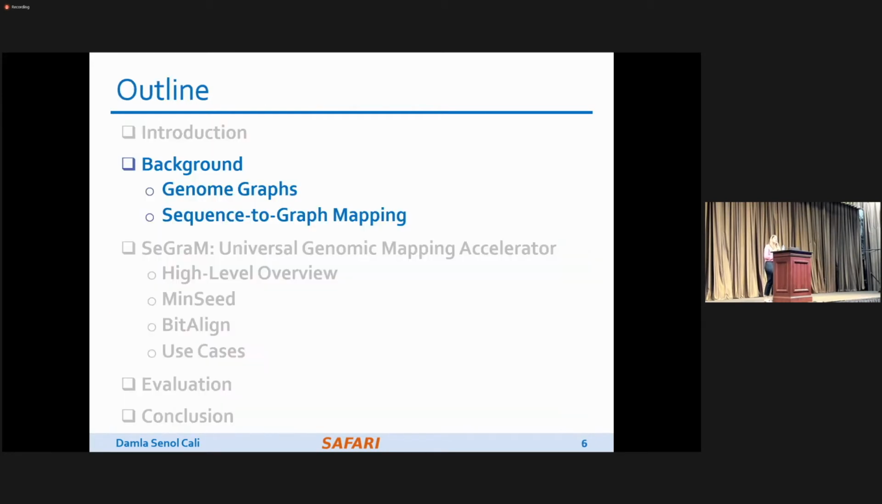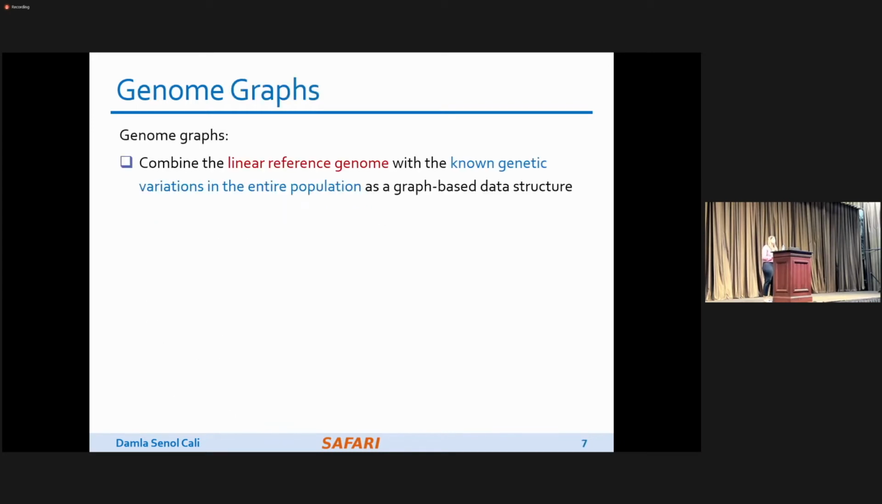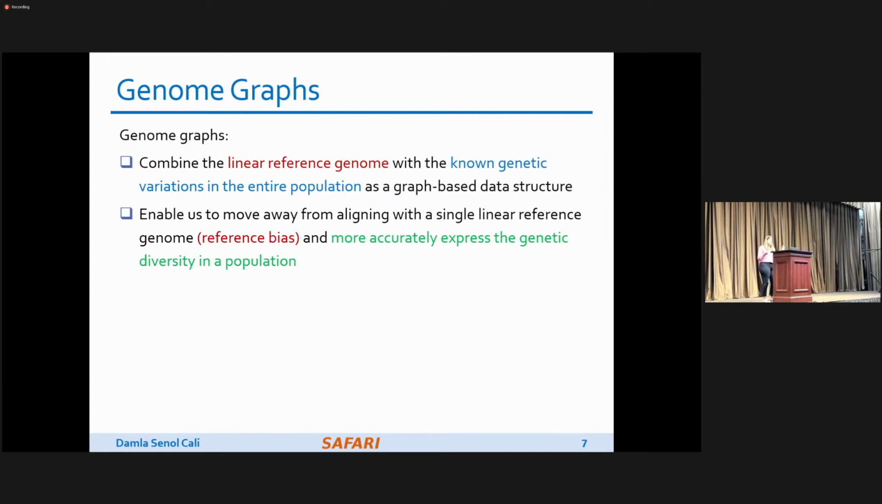Let's look at genome graphs and sequence-to-graph mapping in detail. As we said, genome graphs are better suited for expressing the genomic regions that have variations than a linear reference sequence, since genome graphs combine the linear reference genome with the known genetic variations in the entire population as a graph-based data structure. Genome graphs enable us to remove the reference bias that using a single reference genome introduces, and therefore there's a growing trend towards using genome graphs to more accurately express the genetic diversity in a population. Let's look at an example.